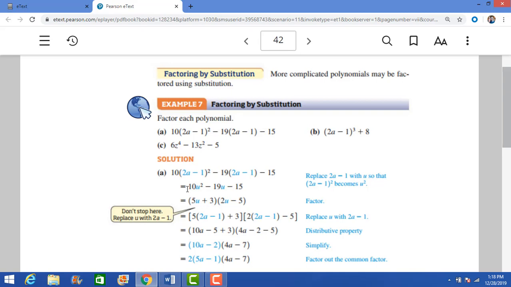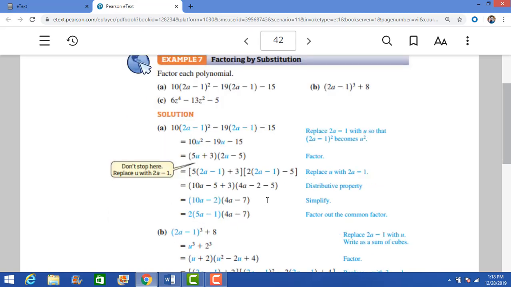And again, you could use trial and error to do that. I'm going to show you another method shortly to factor trinomials like this. But again, this factors into 5u plus 3 times the quantity 2u minus 5. Okay. Now that we factored this, we're going to substitute back for what we did for u. So we're going to put back in 2a minus 1.